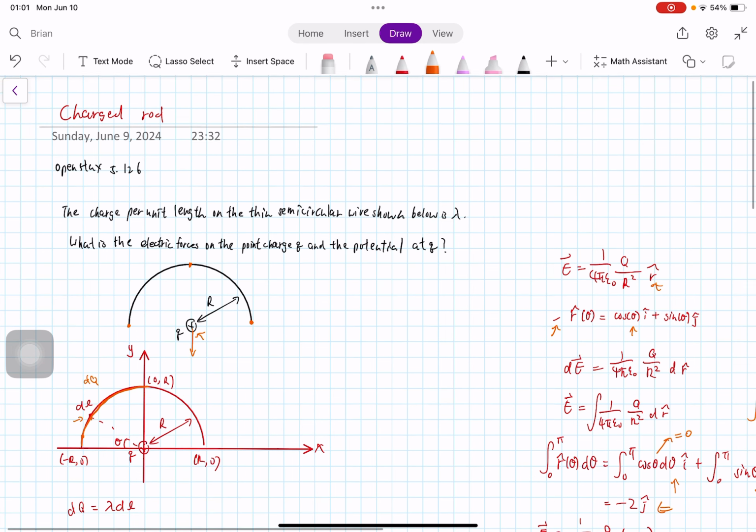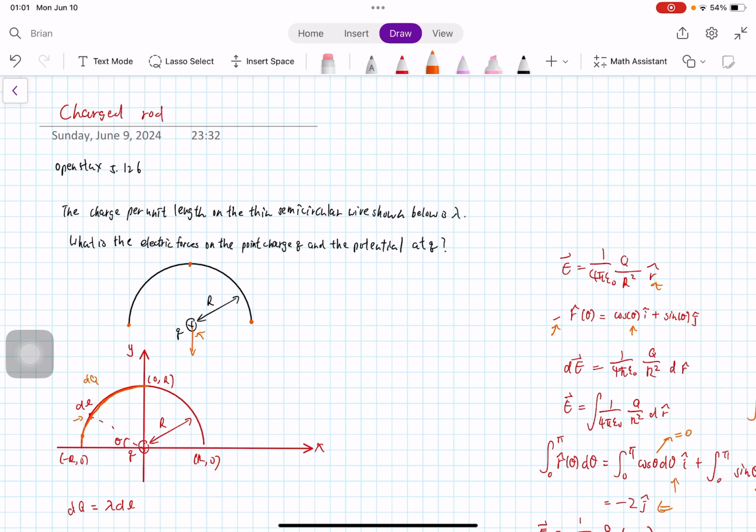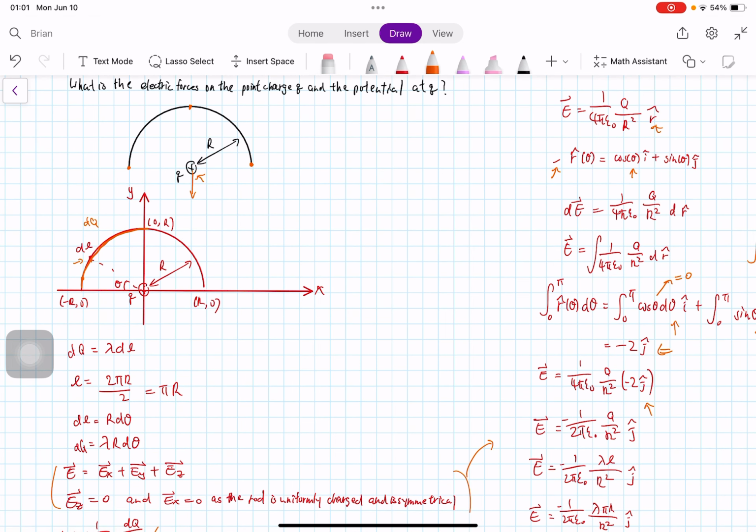So I hope this problem explained how the charged rod with the charge density works. Thank you so much.